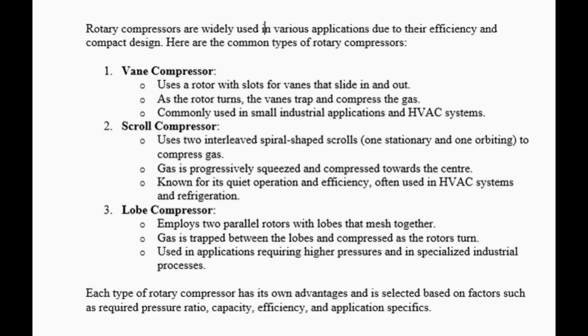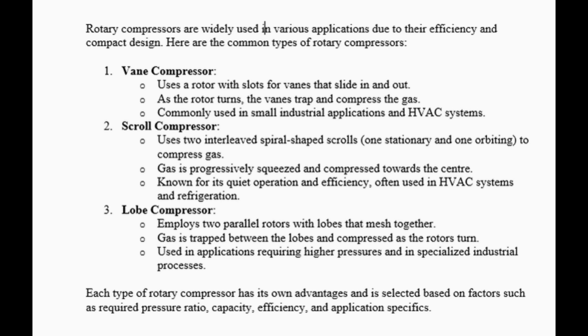1. Vane compressor. Uses a rotor with slots for vanes that slide in and out. As the rotor turns, the vanes trap and compress the gas. Commonly used in small industrial applications and HVAC systems. 2. Scroll compressor. Uses two interleaved spiral-shaped scrolls, one stationary and one orbiting, to compress gas. Gas is progressively squeezed and compressed towards the center. Known for its quiet operation and efficiency, often used in HVAC systems and refrigeration.